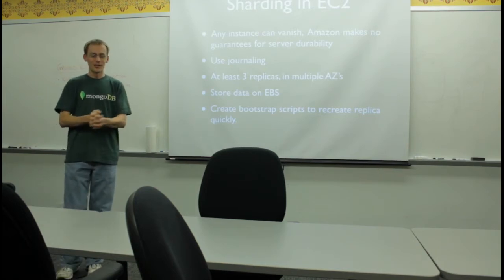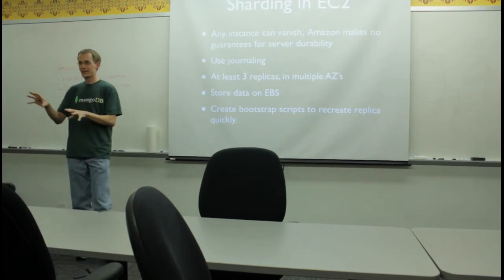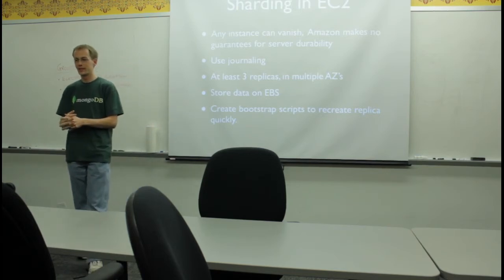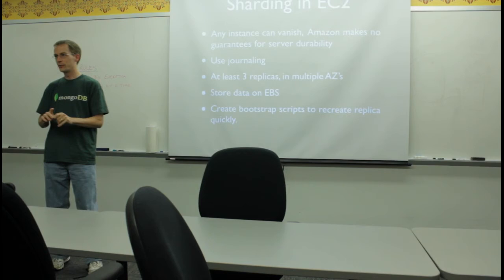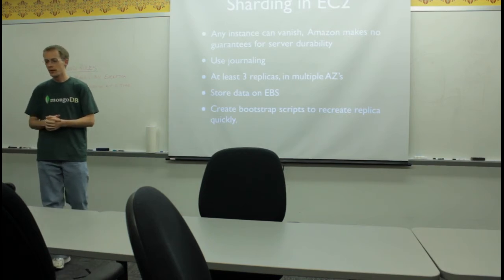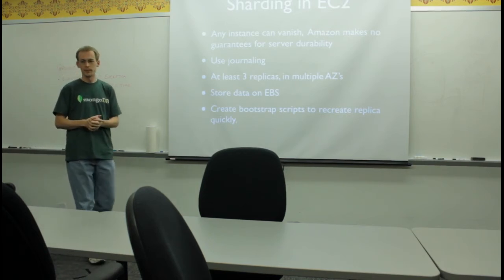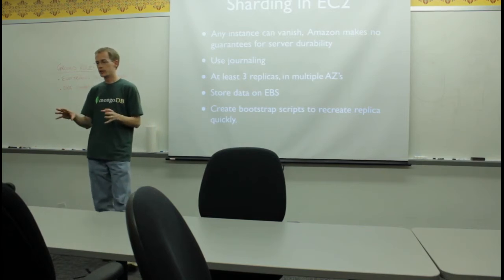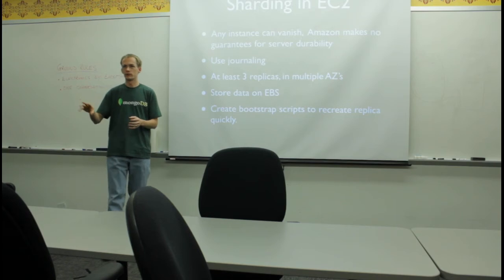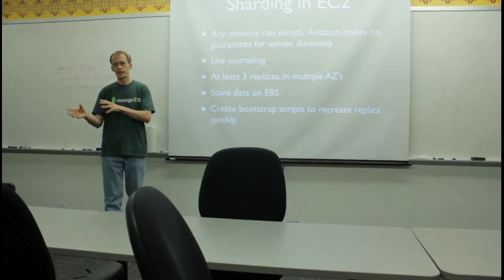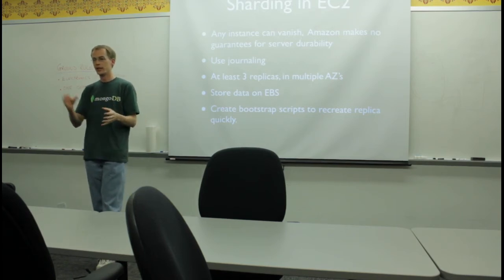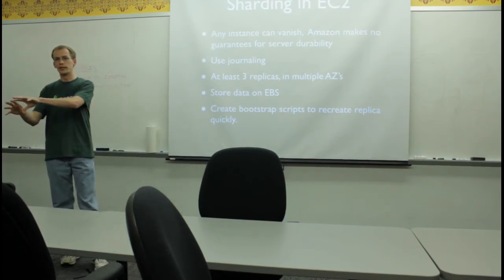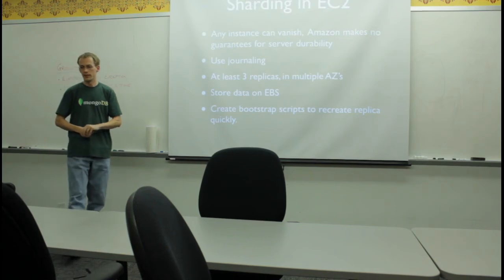That's why it's important to have 3 replicas, because if one of your replicas goes down for whatever reason, Amazon decides to shut one down, you have to be able to recover from that quickly. Also, for the same reason, you want to store your data on EBS, which is their external storage mechanism, so that it's not stored on the server. If the server goes away, your data is still there, and you can just fire up another MongoDB process and connect to that data and still have it.